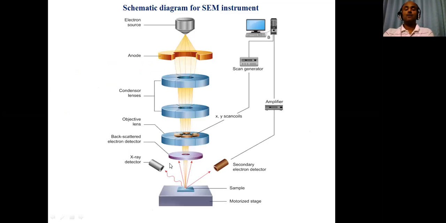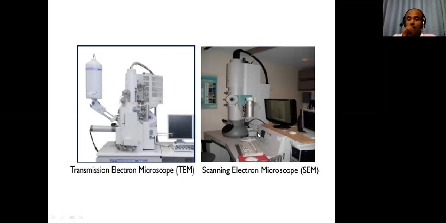So this is a colorful schematic diagram for the same instrumentation. This is the electron source. Okay, these are the condenser lenses and objective lenses. And then this is the specimen sample at the bottom. Okay, it produces scattered and backscattered electrons. Okay, this is the backscattered. Secondary electrons and backscattered electrons get collected and are used to construct the image. This is the actual image of this instrument, SEM and TEM.